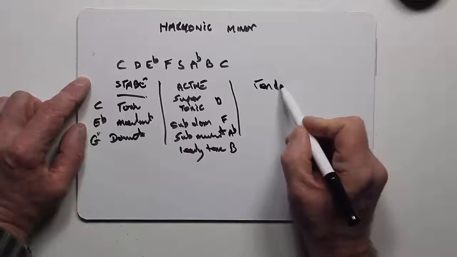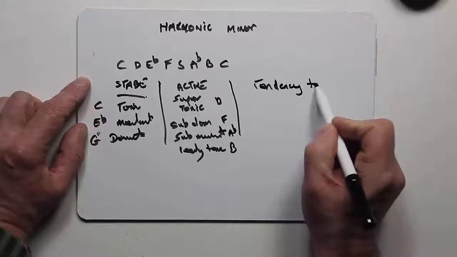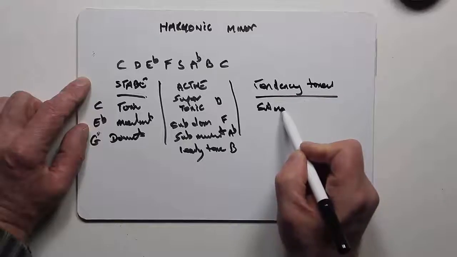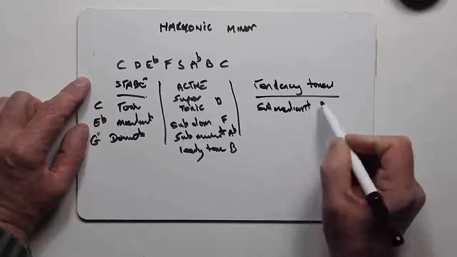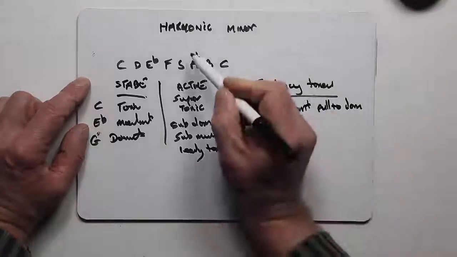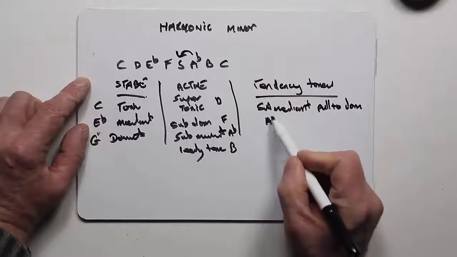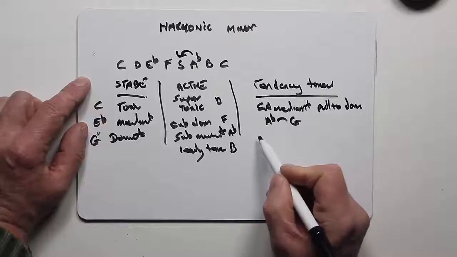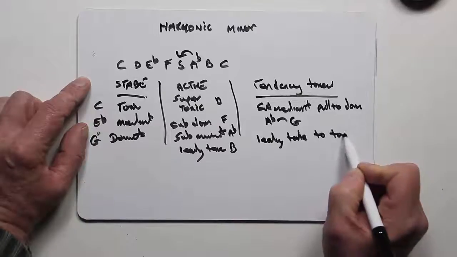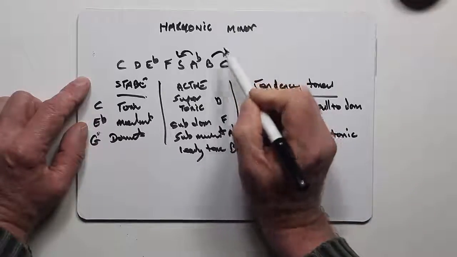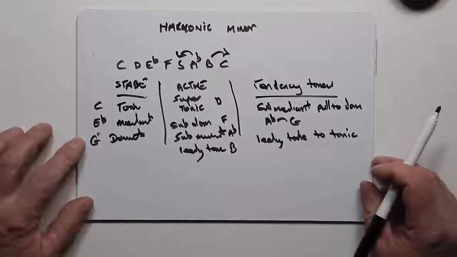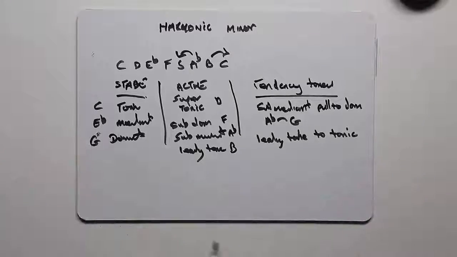Okay, tendency tones, you've got the submediant pulling to dominant. As you can see, we've got the A flat going there, so in that case it would be A flat going to G. And you've also got the leading tone to tonic, which the harmonic minor is all about, to put in this leading tone into it for the harmony. So hope you've wrote that down and you're going to memorize that.